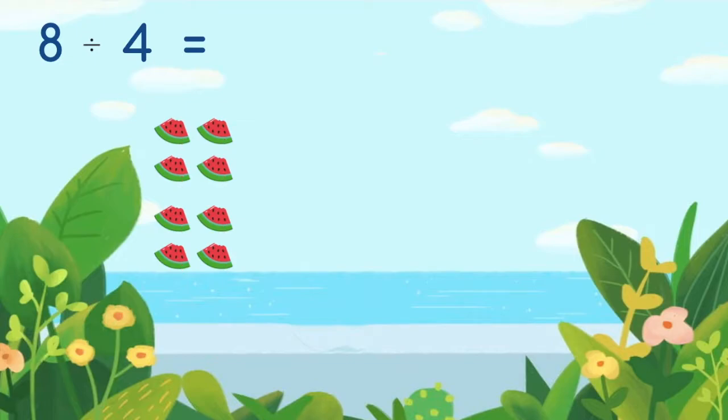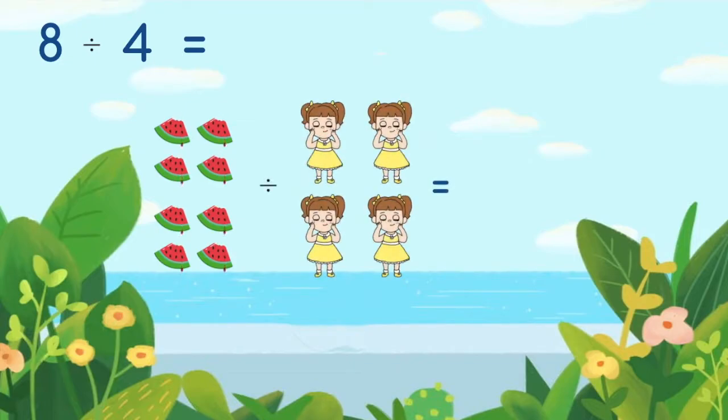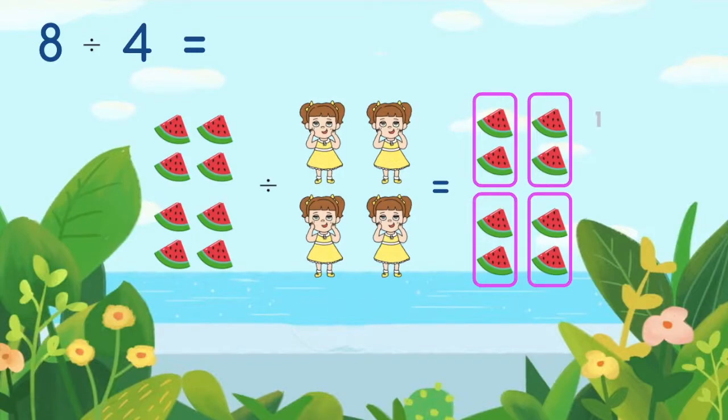We have 8 watermelons, and we need to equally divide them among 4 girls. How many watermelons will each girl have? Let's count on. 1, 2. 8 watermelons divided among 4 girls is equal to 2. Well done! Let's solve another one.